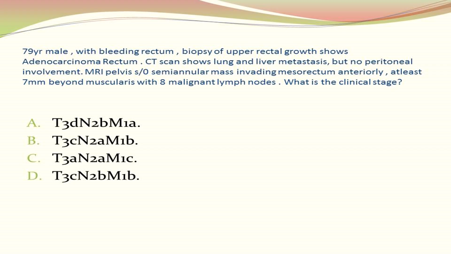Right? So this is the way you come to the conclusion. So M1B है. तो अभी इसमें M1B के दो ऑप्शन है, B और D. तो आपका आंसर या तो B रहेगा या फिर D रहेगा. इसमें से आपको आंसर नहीं मिल रहा है. एक क्लू आपको मिल गया मेटास्टेसिस के बारे में.